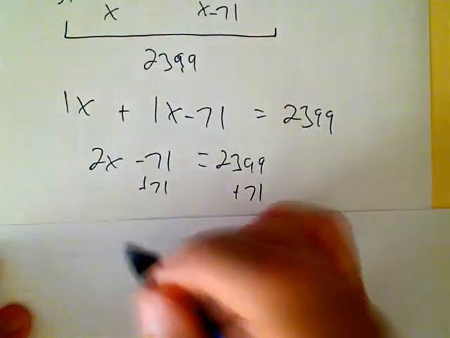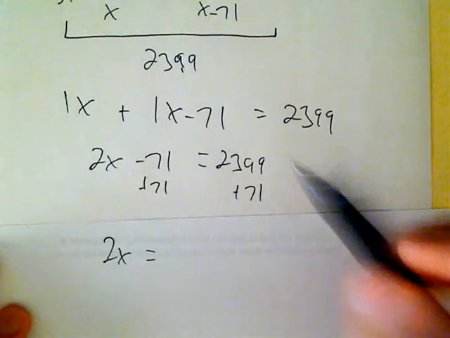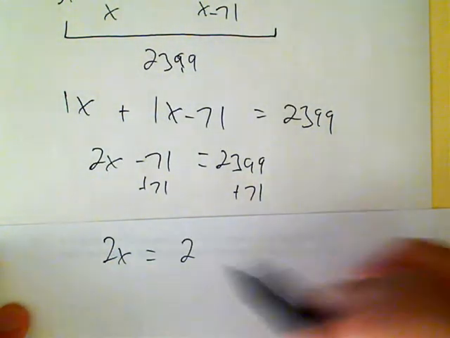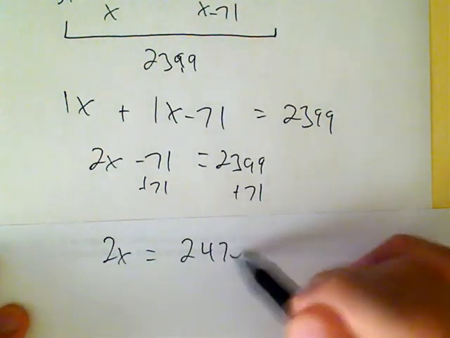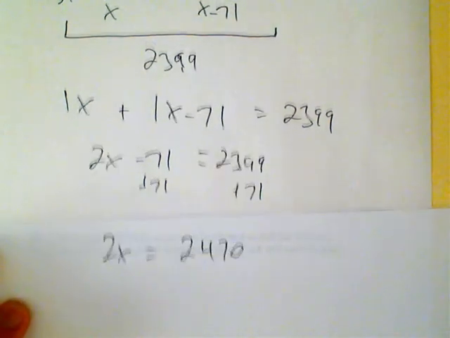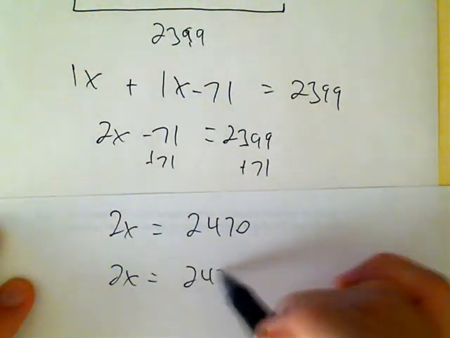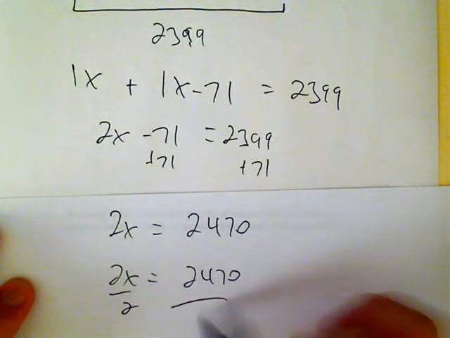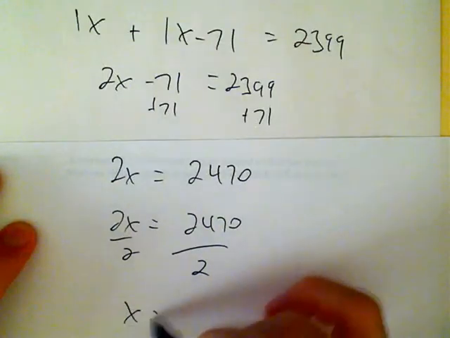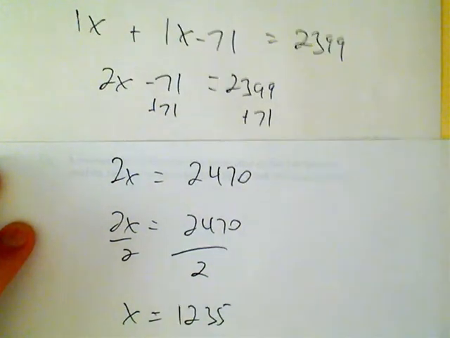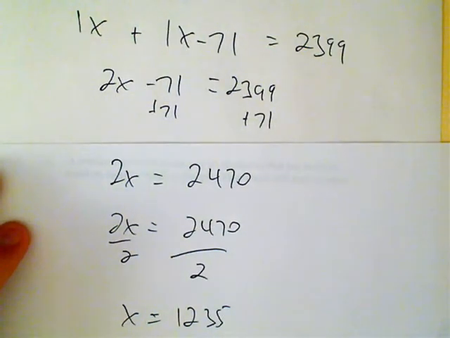Need some paper. And we're going to get 2x equals 2,470. Check my math right quickly. We're going to solve for x by dividing by 2. And we're going to get x equals 1,235. Check my math once again.